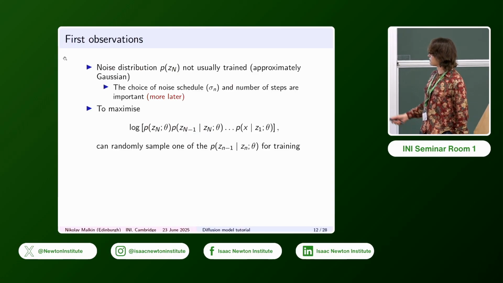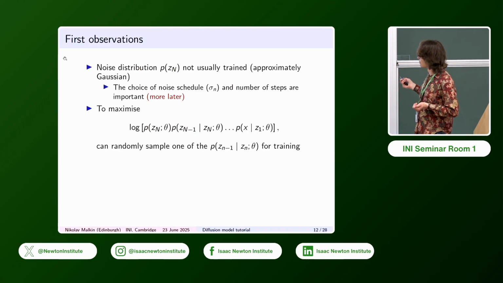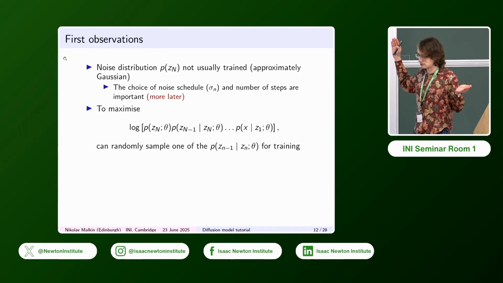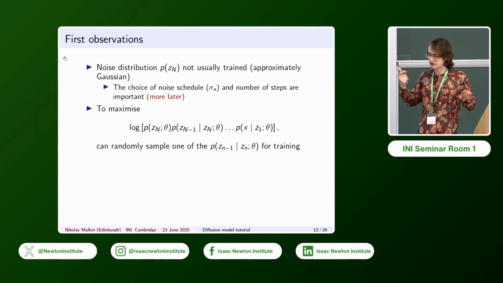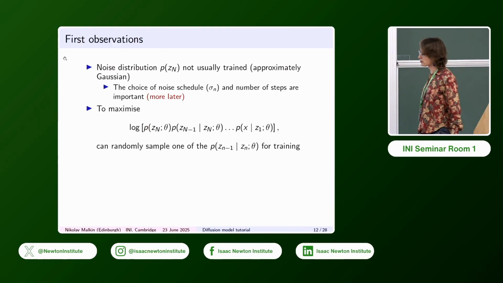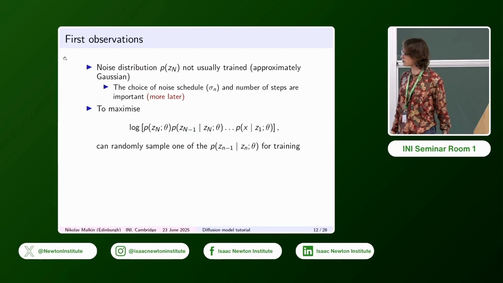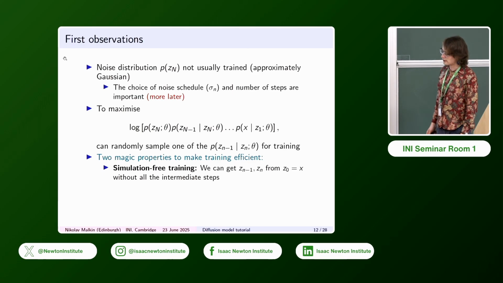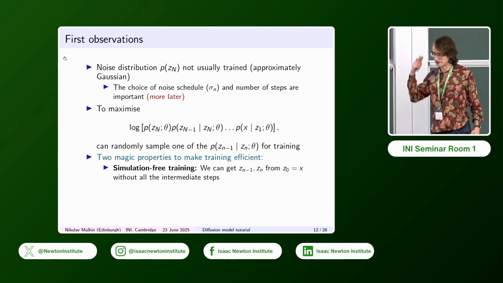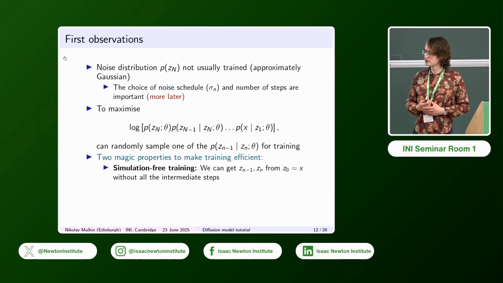Another observation is when we're maximizing this log likelihood, we don't have to actually write out the whole chain of latents and maximize the whole thing's log likelihood. We can just sample one term in this and optimize it. And this is good for parallel computation and computational efficiency. Now, there are 2 magic properties which I did not show you in the 2D cat, but without which large-scale training of diffusion models would not work.